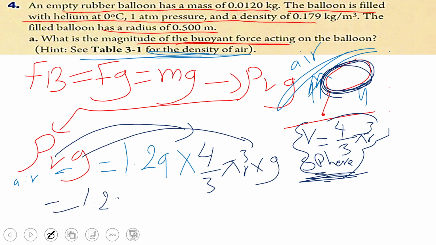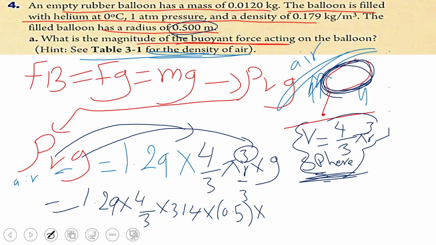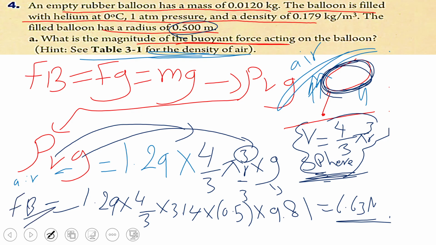Okay, look, 1.29 times 4/3 times 3.14 times radius 0.5, because it's power 3, so write it inside the bracket, 0.5 power 3, be careful, times, and we know g is 9.81. So multiply all together, the answer is 6.63 Newton, the value of the buoyant force, FB.